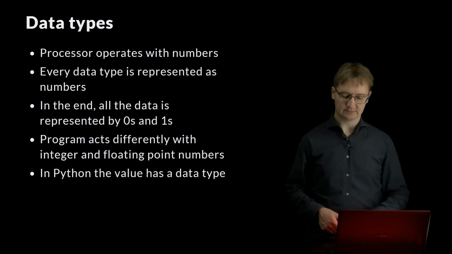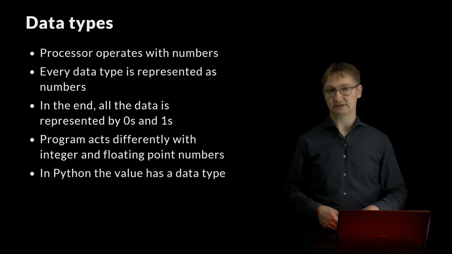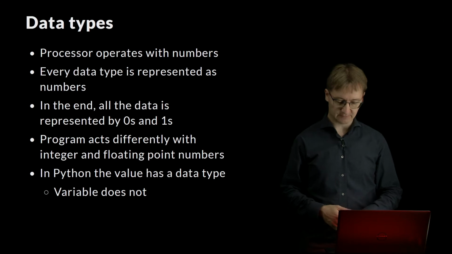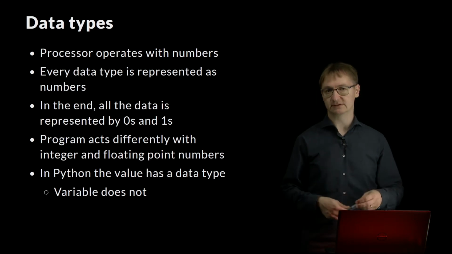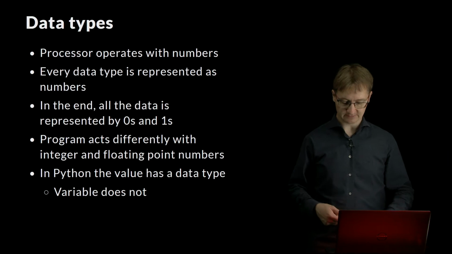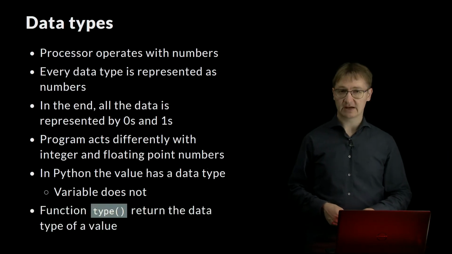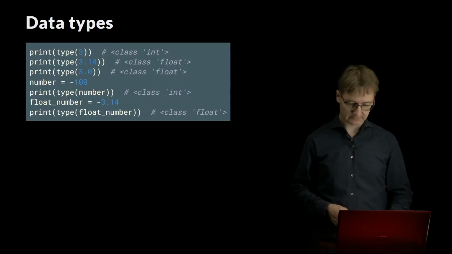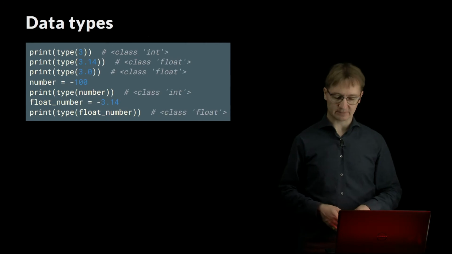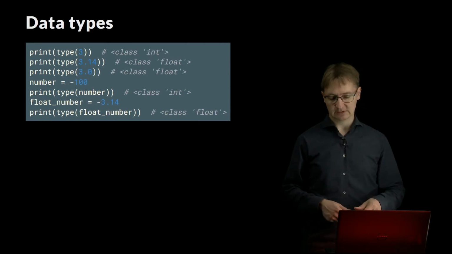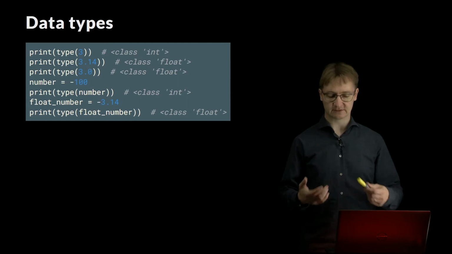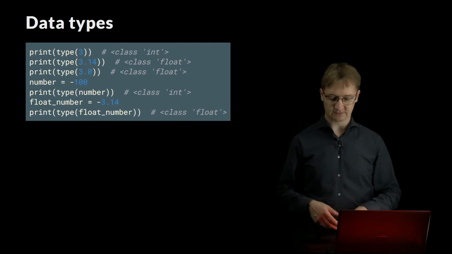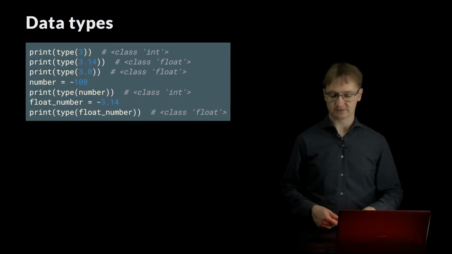And in Python, let's repeat that the value has a data type and the variable does not. So it doesn't matter what the name of the variable is. What matters is what's stored inside this variable. And in Python we have a function called type, which returns the type of the value. And here is an example. So we have different lines of code here, and every line prints out a different data type depending on what's put into this function, or what is the argument for this function.